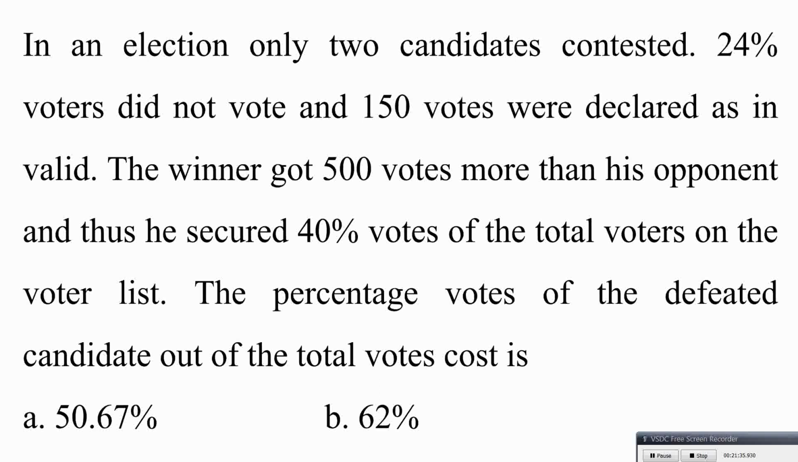The winner got 500 votes more than his opponent, and thus he secured 40% of the votes of the total voters on the voter list. The percentage of the voters the defeated candidate got, out of the total votes cast, is?